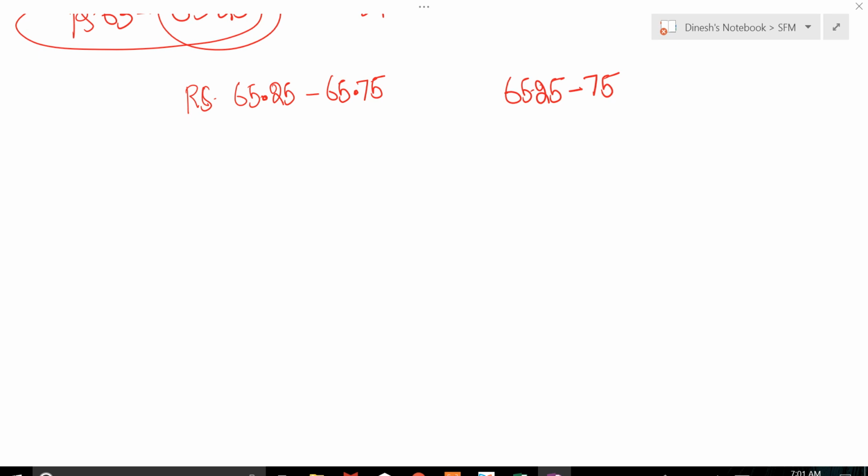Now this has to be interpreted as 65.25 hyphen 65.75. If it was 75 rupees as it is, then they would have given it as 75.00. Clear? Any doubts? So 65.25 slash 65.75 will be given as 65.25 hyphen 75.